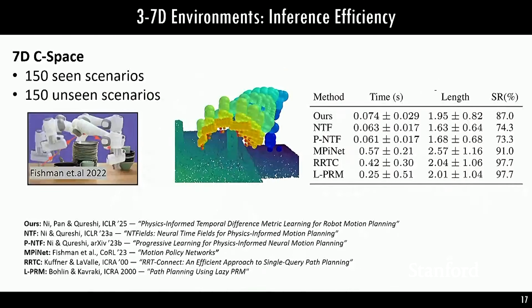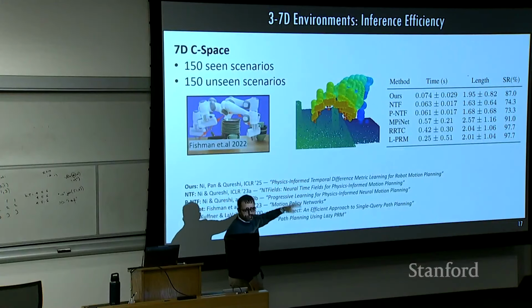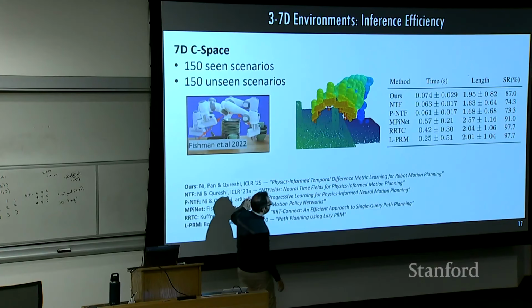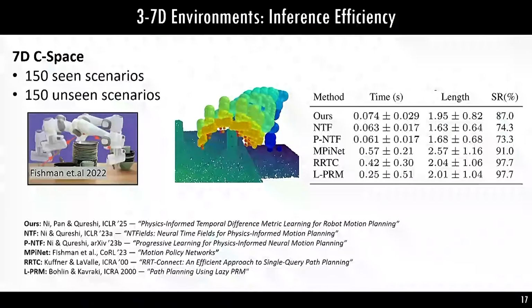So let's start with inference efficiency. This is on a simple 7 DOF setup. You can see it takes 0.07 seconds to find that plan. And this is MPiNet from NVIDIA. It was trained on a huge amount of data. It took them several weeks to gather that data, and 1 week to train that model. Compared to our model, it took us less than a minute to gather data, and less than an hour to train this model on 300 environments. So this is one model generalizing to 300 different environments.